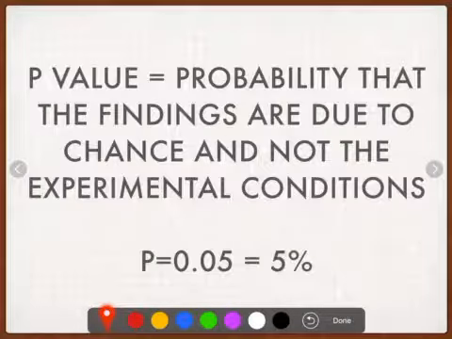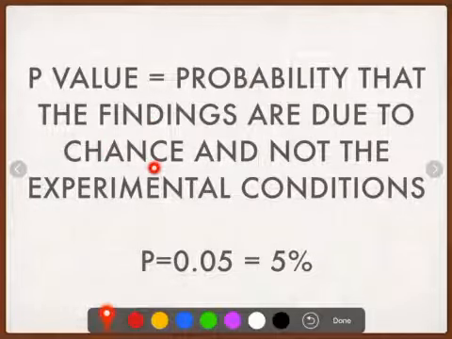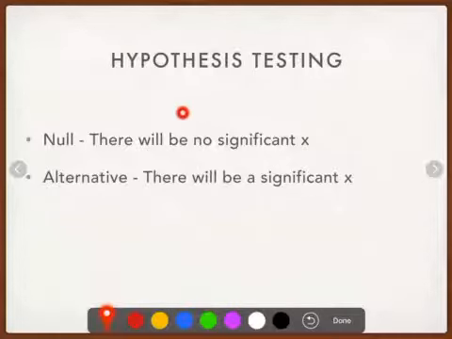What is the p-value? The p-value is the probability that the findings are due to chance. So what is the probability, essentially, that the null is right? And it's not because of the experimental manipulation or, in a correlation, not because of the two variables. Okay, so the probability that the null is correct.